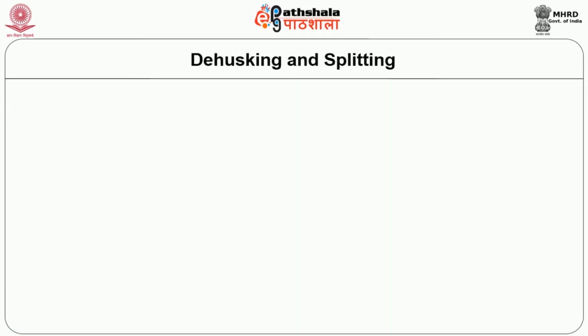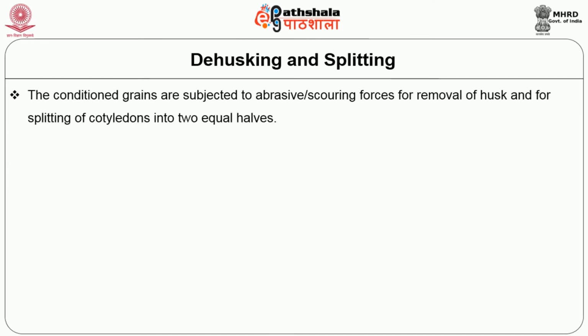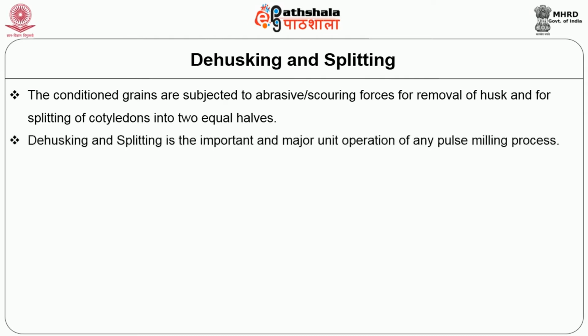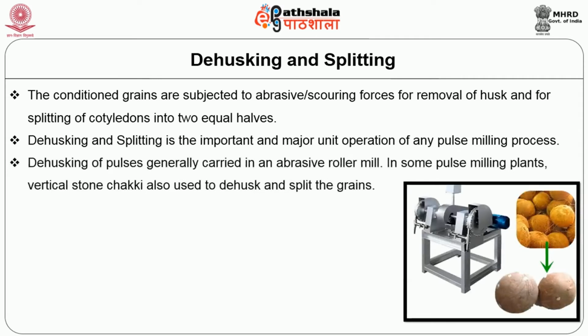The next unit operation is dehusking and splitting. The conditioned grains are subjected to abrasive forces for removal of husk and for splitting of cotyledons into two equal halves. Dehusking and splitting is an important and major unit operation of any pulse milling process. Dehusking of pulses is generally carried out in an abrasive roll mill. In some pulse milling plants, a vertical stone chakki is also used to dehusk and split the grains.